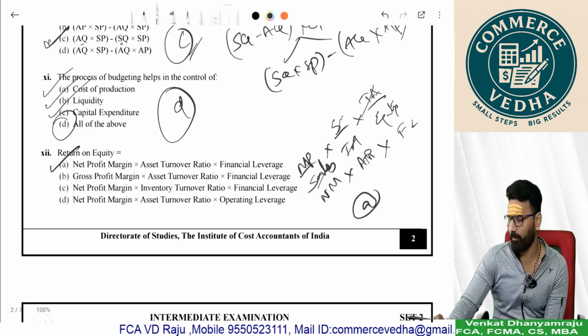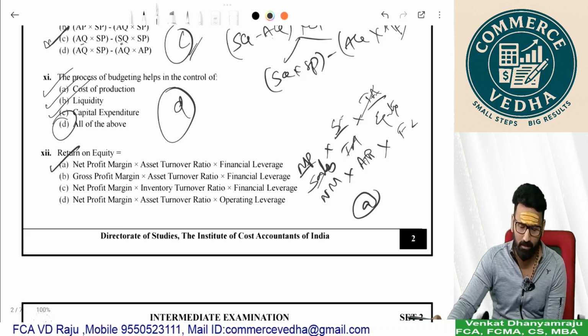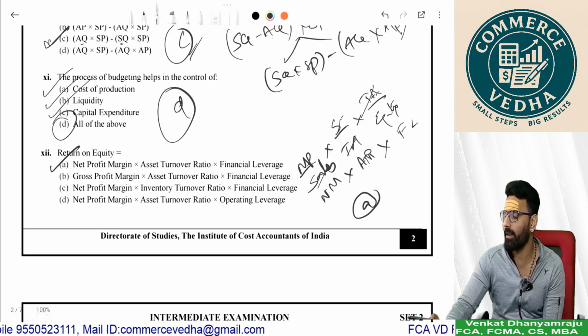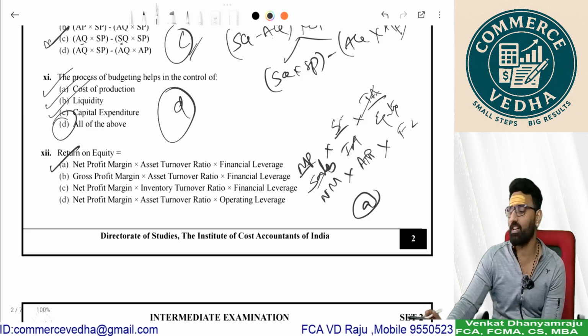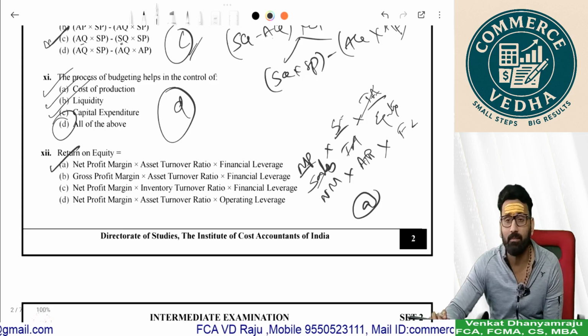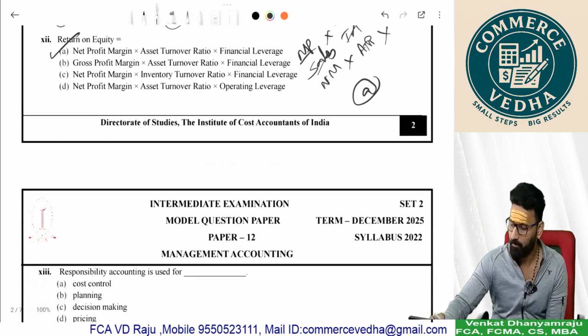Net profit by sales, net margin. Sales by total assets is the turnover ratio, and then total assets by equity is financial leverage. So this is the main answer. The 12th is A. You're almost there.